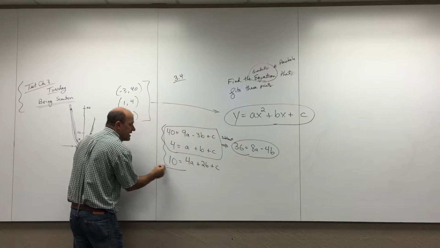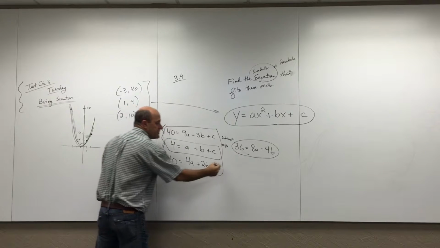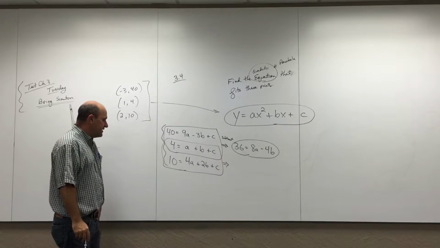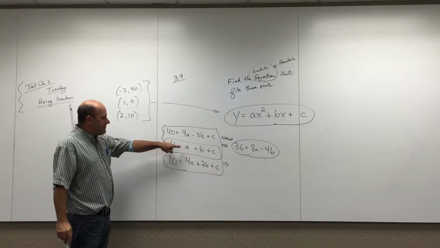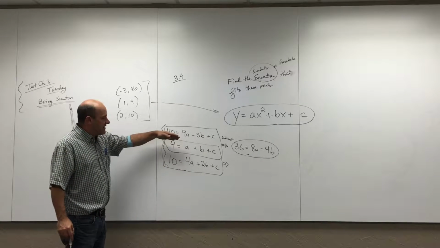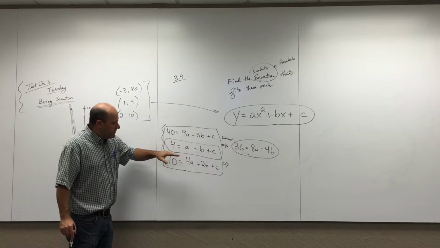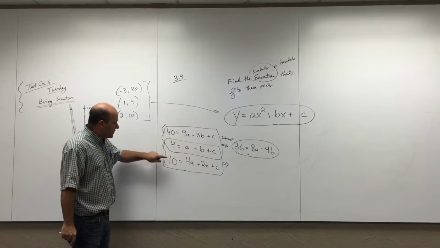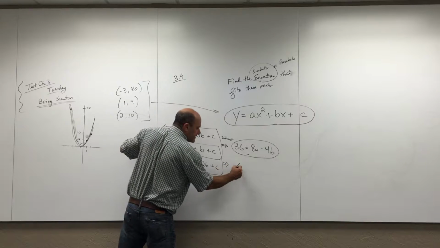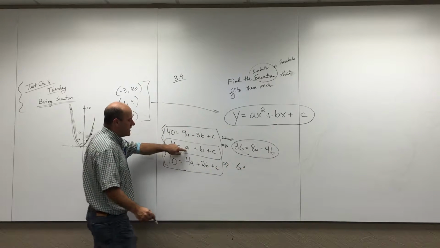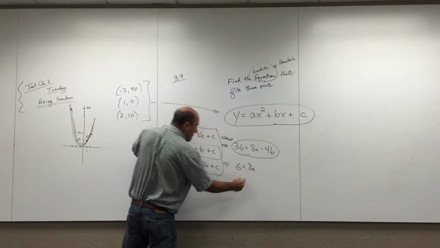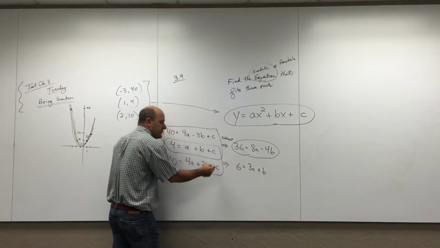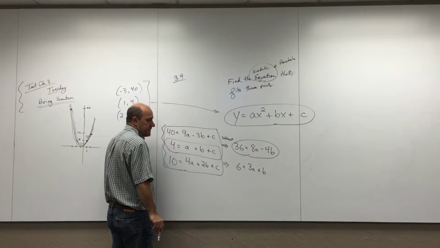All right, I'm going to do that again with these 2 equations. I'll subtract that middle one again. So this time I'm subtracting backwards: the bottom equation minus the second equation. So 10 minus 4 is 6. 4a minus a is 3a. 2b minus b is b. And when you subtract the c's, they're eliminated.